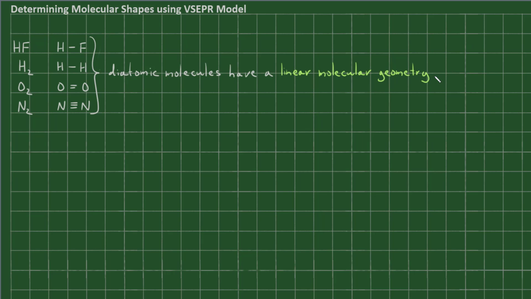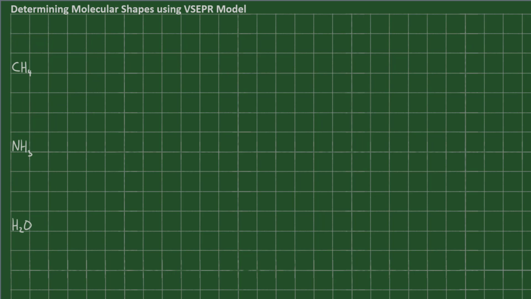Let's look at a few of those. I'm going to get rid of this and bring in three molecules that you should be familiar with. CH4, methane, NH3, ammonia, and H2O, water. I'm going to start by drawing the Lewis dot structures.